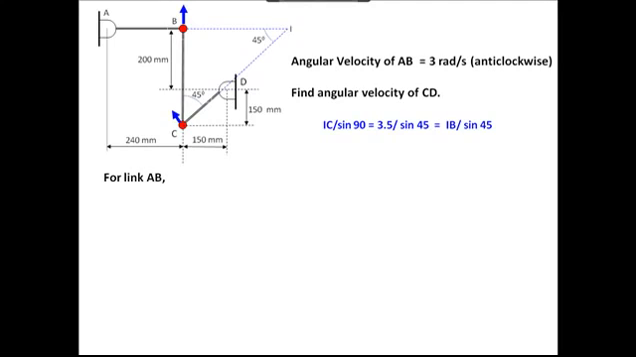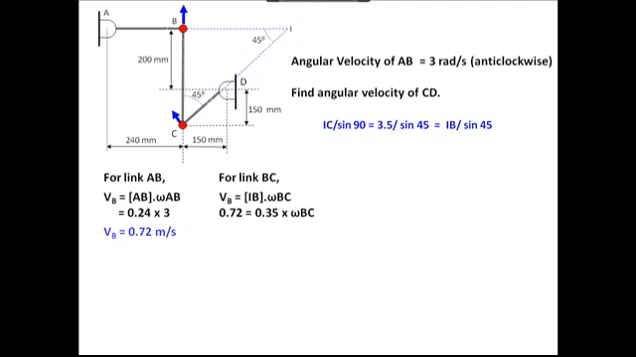Now we start with each link. Link AB. VB is equal to distance AB into omega AB because A is the instantaneous center. AB distance is given as 0.24, so we get the value of VB. Then we look at link BC. For BC, because the instantaneous center is at I, VB can also be written as IB into omega BC. VB we have worked out, IB is known from the sine rule, and therefore omega BC can be worked out.